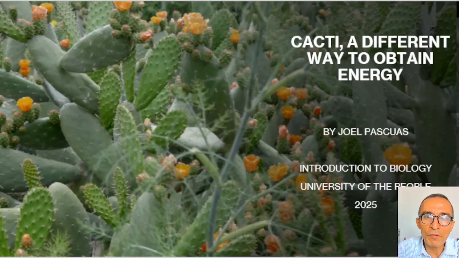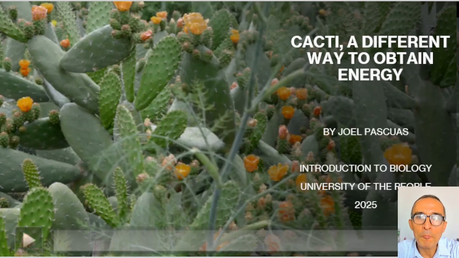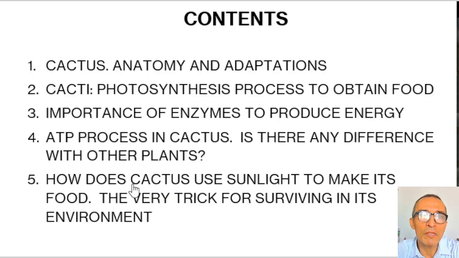I'm a student of the University of the People, and I want to explain a little bit about cacti, a different way to obtain energy. And what we have now is content about cactus anatomy and adaptations, the photosynthesis process to obtain food, the importance of enzymes to produce energy, and ATP processing: is cactus different from other plants? How does cactus use sunlight to make food, the very trick for surviving the environment.